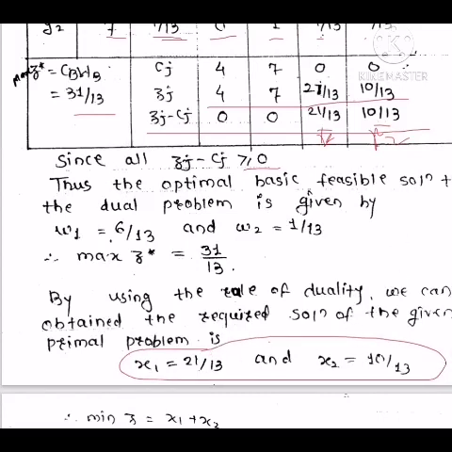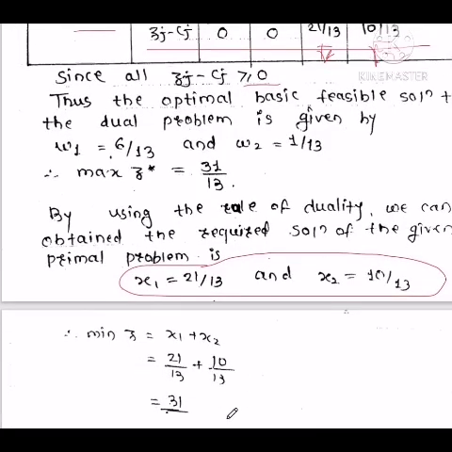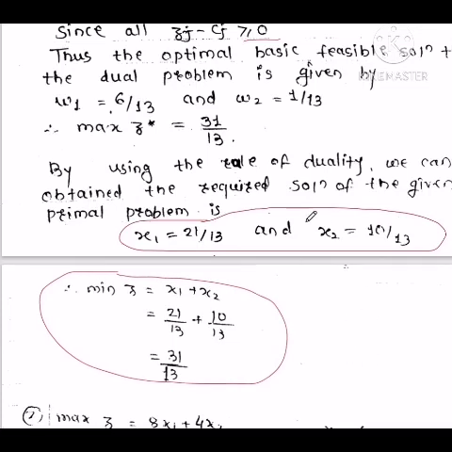Then putting the x1, x2 values in the original objective function, that is minimum z equal to x1 plus x2, you will get 31 by 13. So this is the required solution of the given problem. So this is the primal solution of the given problem. Here you have to note that for any primal problem and dual problem, the objective function values of both solutions are equal, because the minimum value and maximum value are equal. Okay, so this is the complete example on duality.